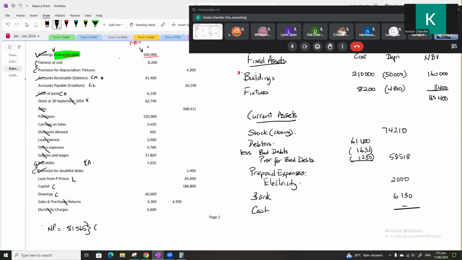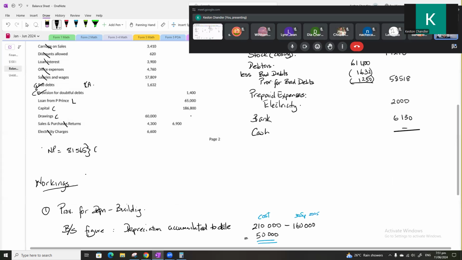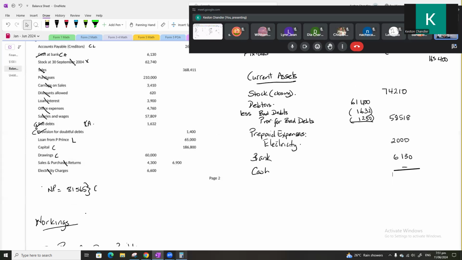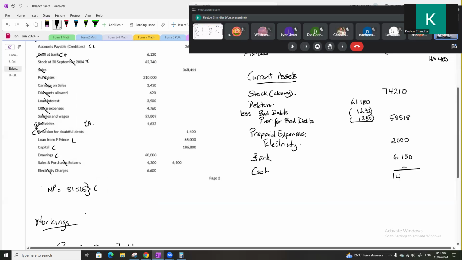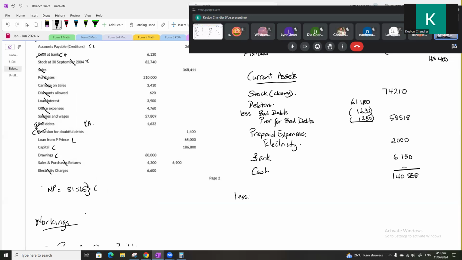Once I have the total current assets, I will add these up. Right, so let's add that up. We have 74,210 plus 58,518 plus 2,000 plus 6130. That's 140,858. Next, what we will do is we need to subtract our total current liabilities to get what we call our working capital.